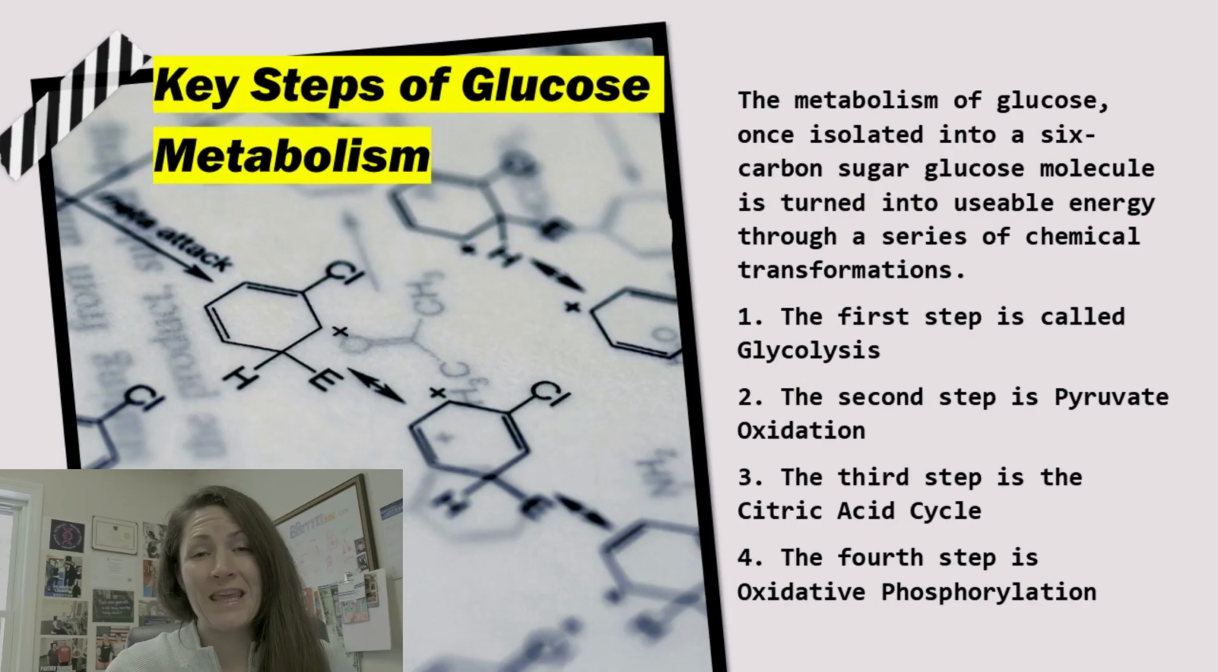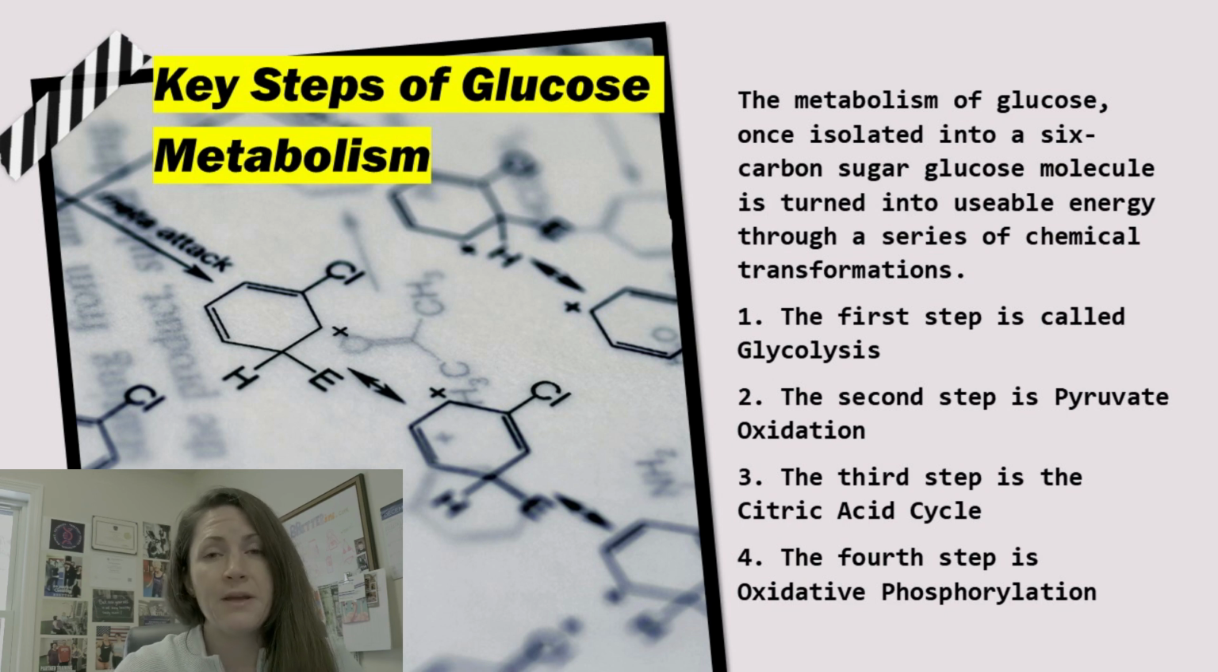There are 4 key steps in glucose metabolism. Now, this can happen in an anaerobic, meaning without oxygen, or an aerobic setting, which means with oxygen. For our intents and purposes, we're going to speak about it happening in an oxygen-rich environment.